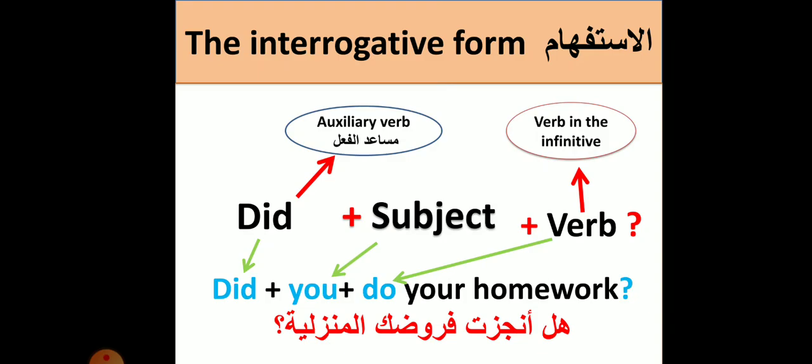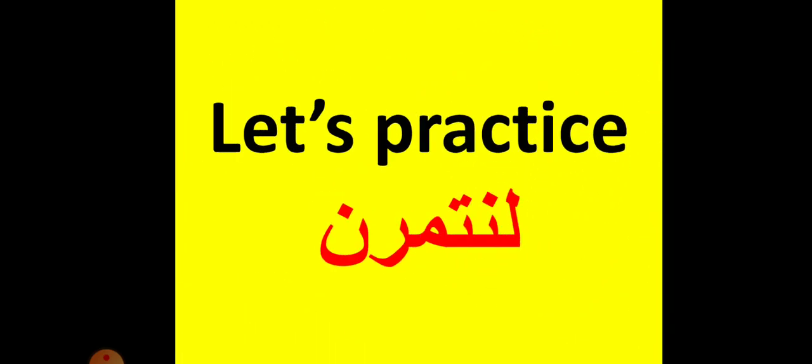Okay, let's see the example. Did you do your homework? Did is the auxiliary, you the subject, and do the verb to do in the infinitive form. Okay, did you do your homework? So let's practice.